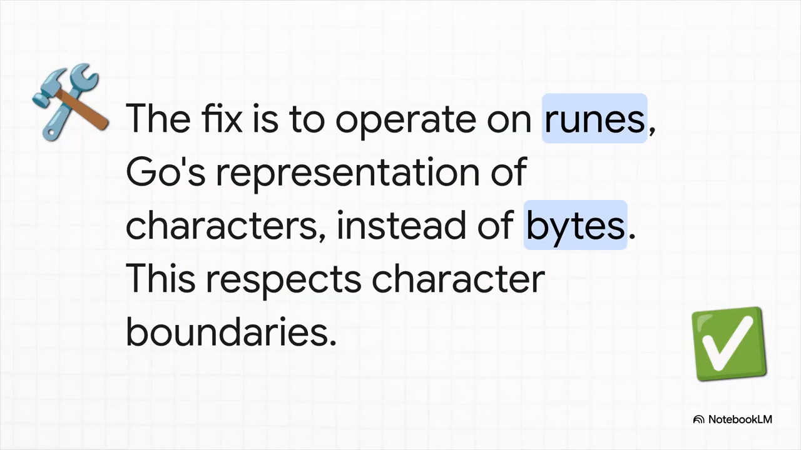The fix, it turns out, is pretty straightforward, but it's super important. Instead of reversing bytes, we need to reverse runes. A rune is just Go's way of thinking about an individual character, no matter how many bytes it takes to represent. This change respects those character boundaries and keeps our string valid.